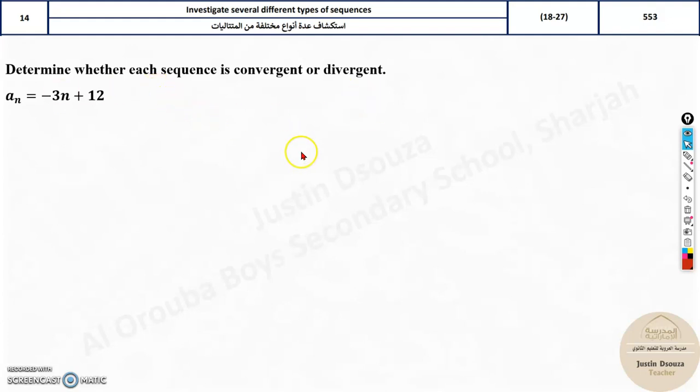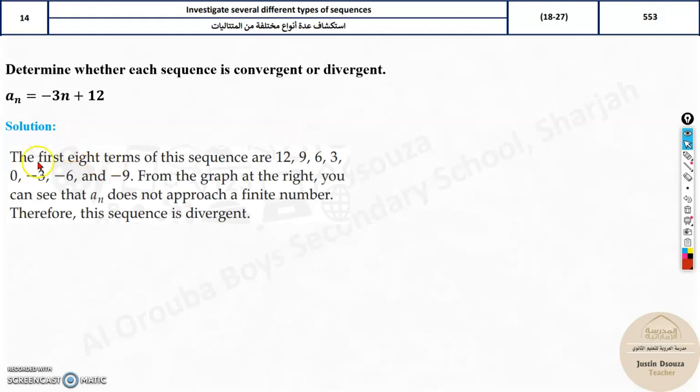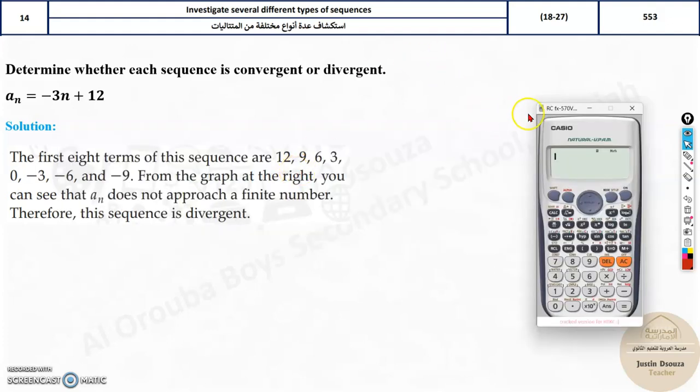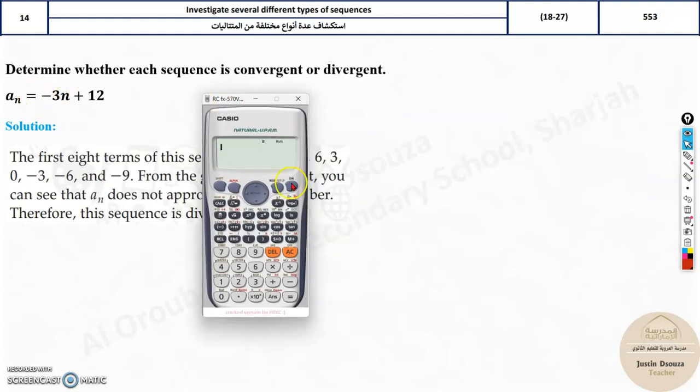Find the terms starting from 1 initially. Find a few terms. Over here, 8 terms are found out. How do we find the terms? Very simple. You need just to put some values of n and find the terms. Now over here, let's start with 1. Solve it, plus 12. You will get the answer, 9. And then you can just keep changing this to 2, 3, and so on.